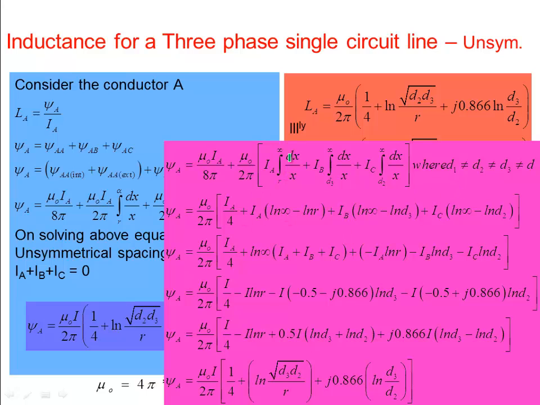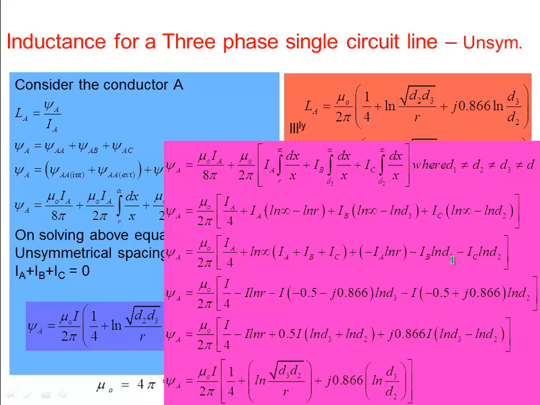While solving or integrating this equation, we will get all the terms in terms of natural logarithm, and as we know that IA plus IB plus IC equals 0, that term will also vanish, and now your equation will become in terms of IA, IB, IC.